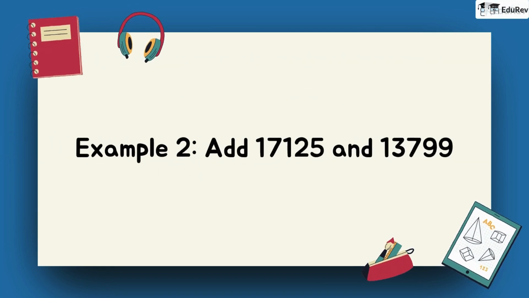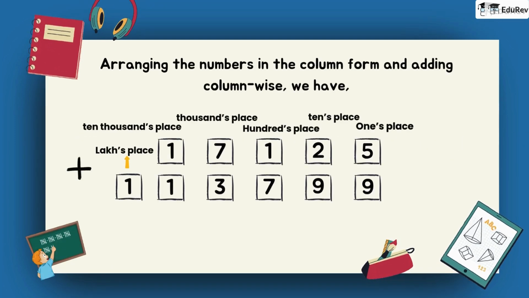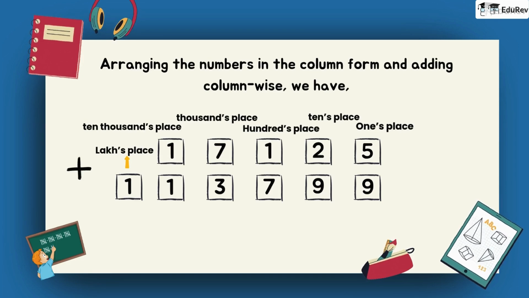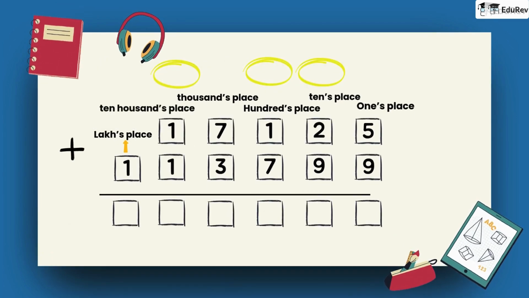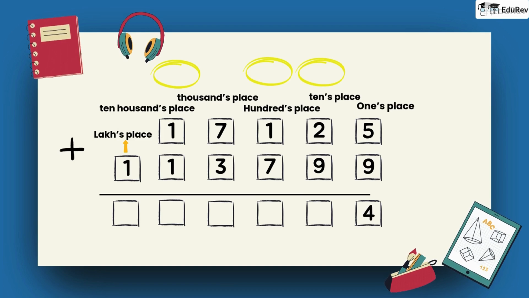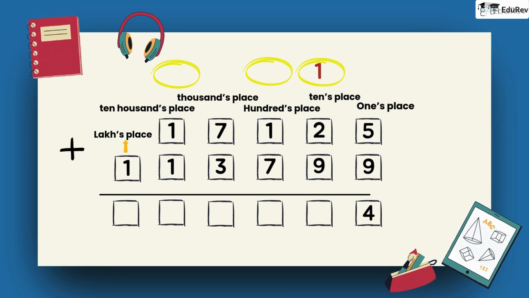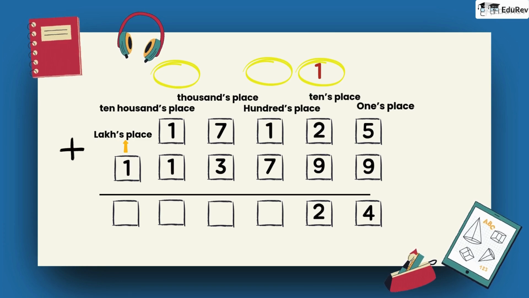Second example is, add 171513 and 13799. Arranging the numbers in the column form and adding column-wise, we have these digits at the lakhs place, 10,000s place, thousands place, hundreds place, tens place and ones place. Adding the digits starting from ones place, we have 9 plus 5 equals 14, where 1 is carried forward to tens place. Adding the digits at tens place, we will get 2 plus 9 plus 1 equals 12, where 1 is carried forward to hundreds place.